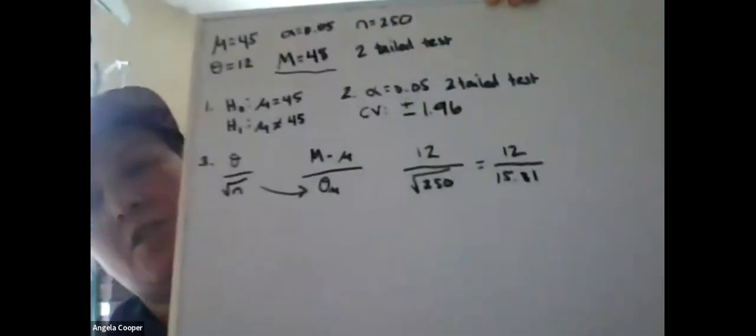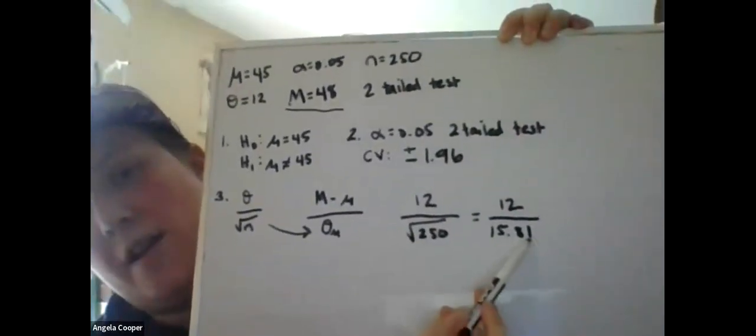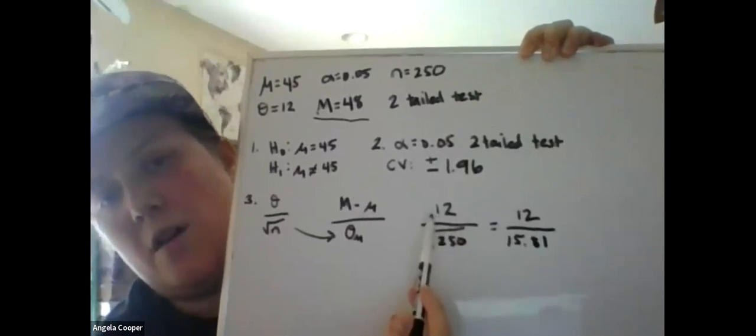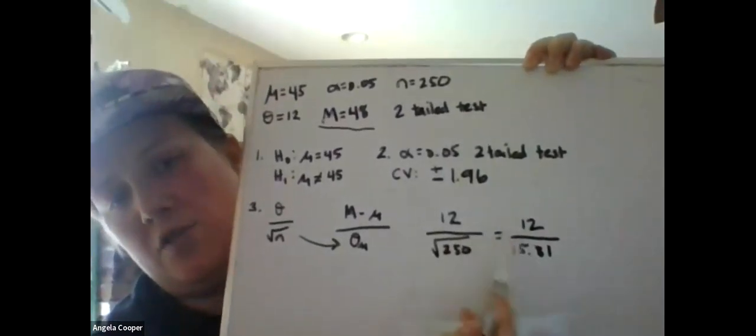Anyway, so I find the square root of 250 and I get 15.81. Now I'm rounding that to 2 decimal places, but really it's 15.8113. But I have rounded that to 15.81 to make it a little easier on myself. So I've gone from 12 over the square root of 250 to 12 divided by 15.81. All right.